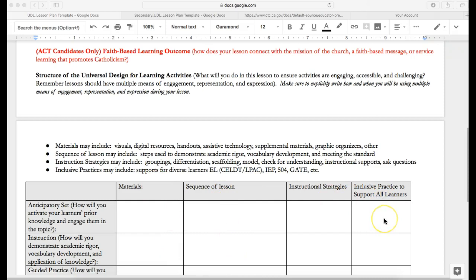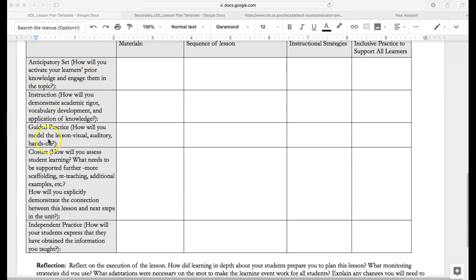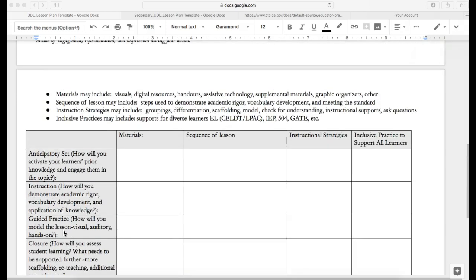So just to go over, we've got 4 columns: materials, sequence of events, instructional strategies, and inclusive practices to support all learners. And then we have the traditional anticipatory set, instruction, guided practice, closure, and independent practice. So in here, the materials that you might be using are the visuals that you would have, any sort of digital resources.